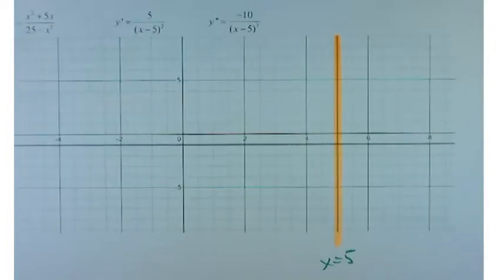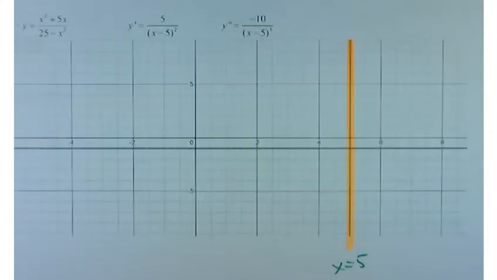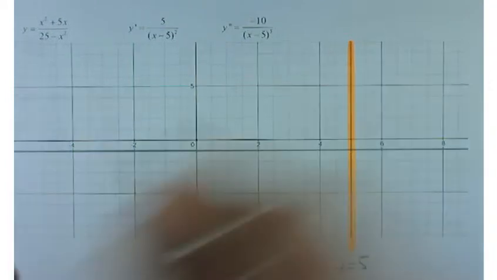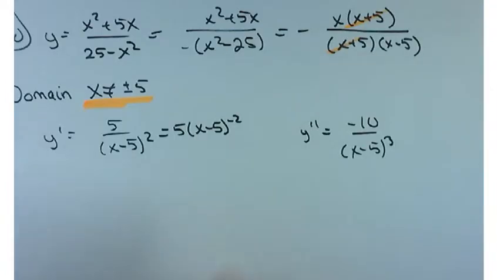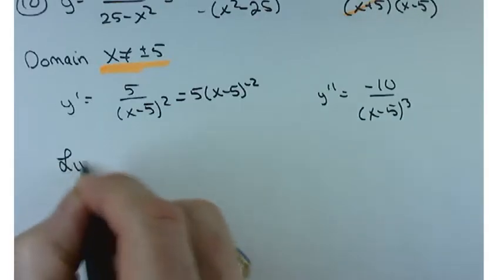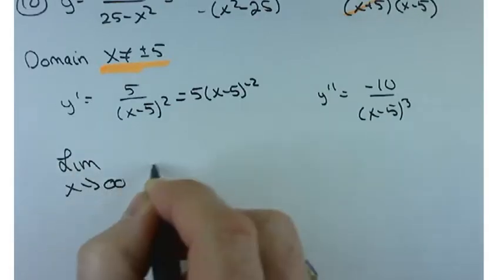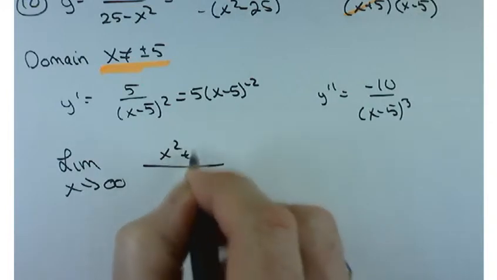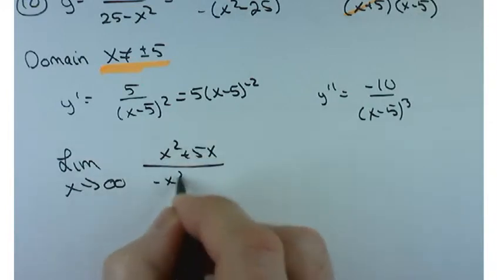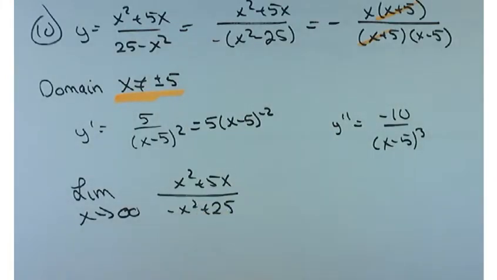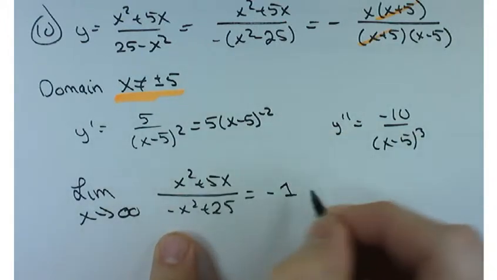Let's look at something else. In fact, Brandon, you spotted something like this earlier. What if I took a look at the limit? Let's see. Limit as x approaches infinity of x squared plus 5x over negative x squared plus 25. So I just took this and I flipped around the terms in the denominator. So without resorting to L'Hopital's rule, what would that be? Negative 1. Good. It's just a ratio of the leading coefficients, negative 1.